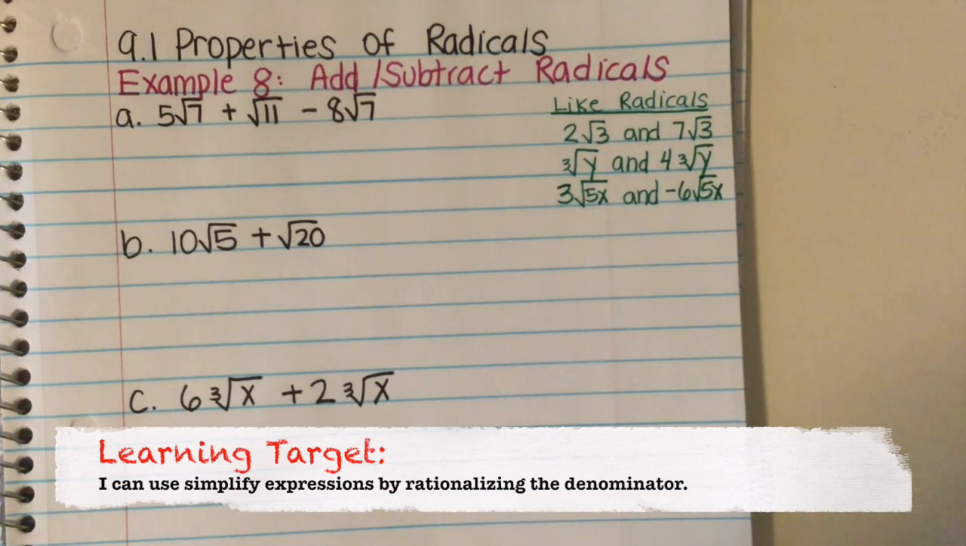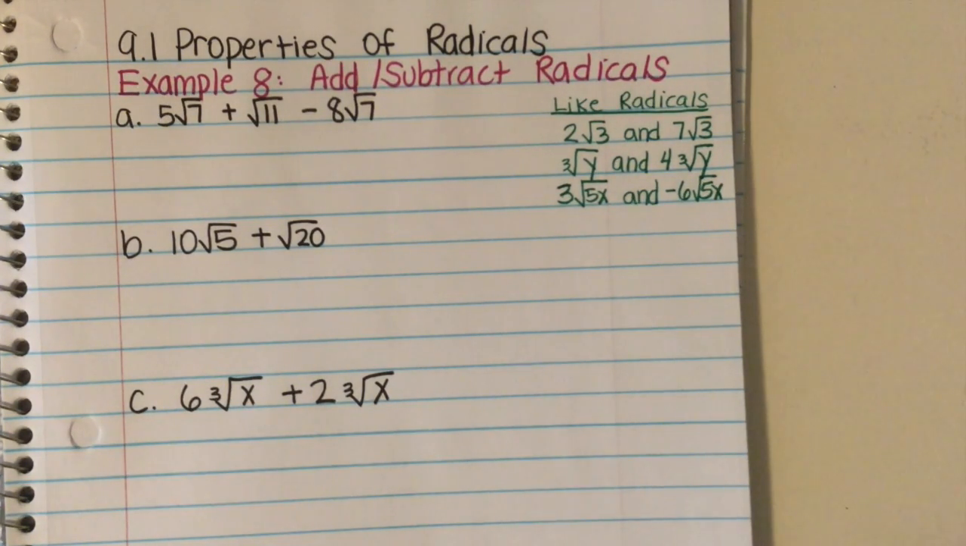Right, today we are going to be talking about operations with radicals, and example 8 is all about adding and subtracting radicals. So this is really similar to combining like terms, and in order to add or subtract radicals, we must have like radicals that we can combine. So off to the side, I put an example of some like radicals.